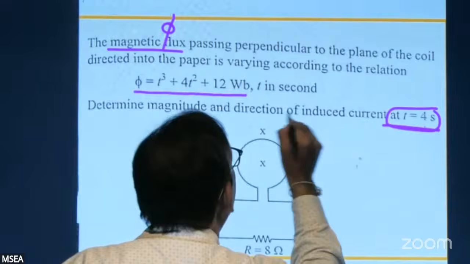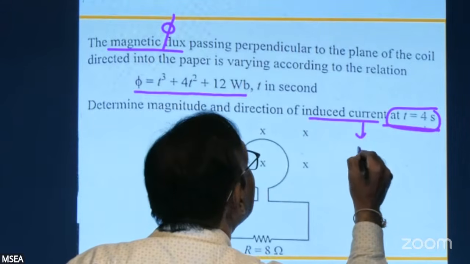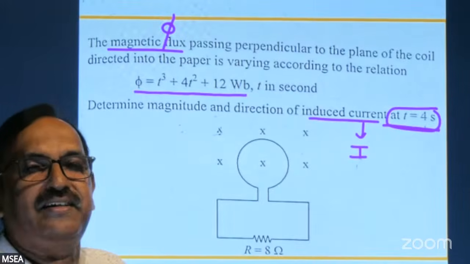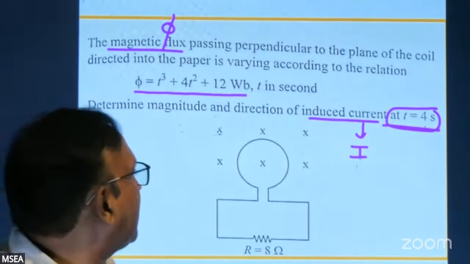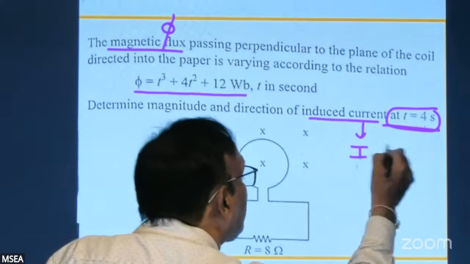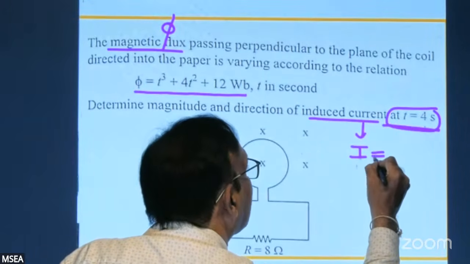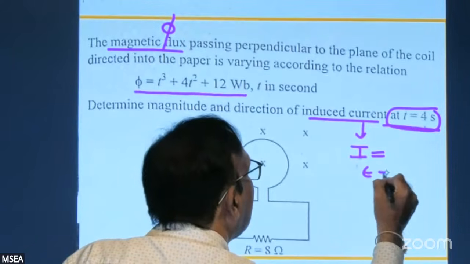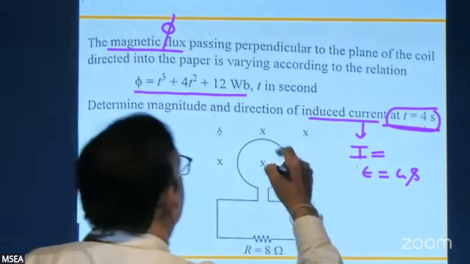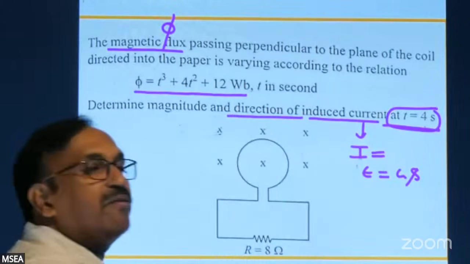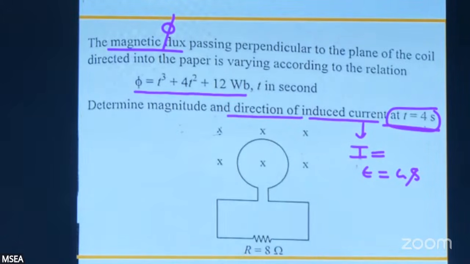That means I want to know the instantaneous current. What is the current at one specific instant, like 4 seconds? I want the specific current at that time, that is known as instantaneous current. I want the instantaneous current developed at t equals 4 seconds. Not only the magnitude of current, I want both magnitude and direction.